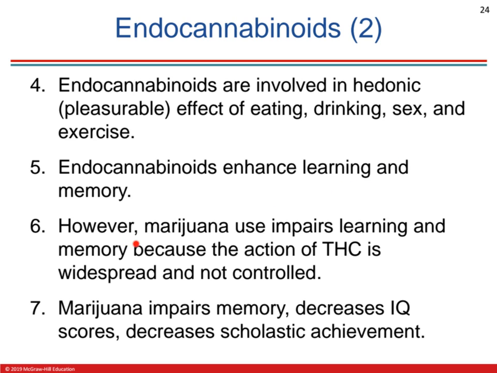Now, marijuana use actually impairs learning and memory. And the reason for this is the action of THC when it's an exogenous chemical. In other words, it's not the natural chemical from within the body. It's going to just activate these neural circuits in an uncontrolled manner. And so it really actually has the opposite effect. It's going to inhibit learning and memory.